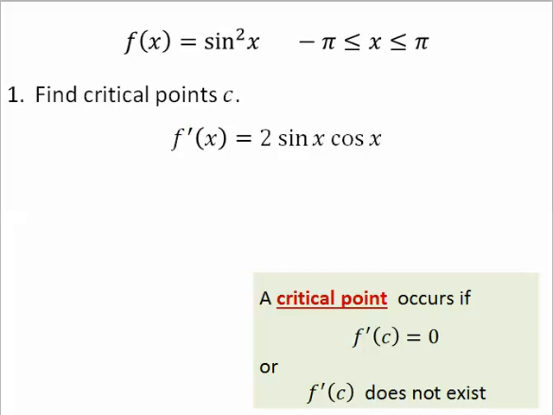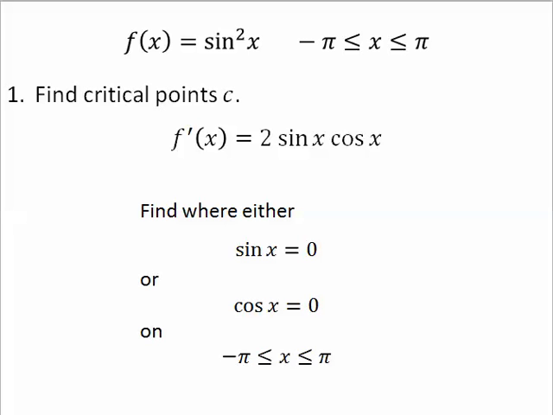Remember that a critical point occurs if the derivative is 0 or the derivative does not exist. For this function, where does the derivative equal 0 on the given interval? Notice my interval is from -pi to pi. So to find where the derivative is equal to 0, that means that either sine is 0 or cosine is 0. And we're restricting our interval to be from -pi to pi.